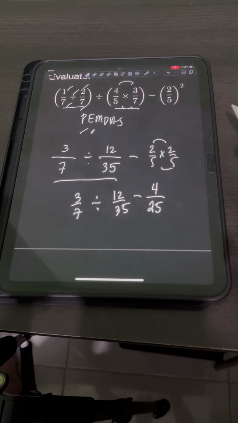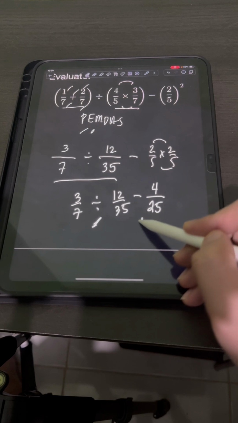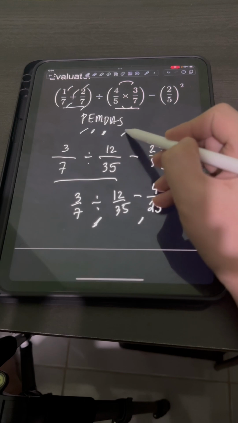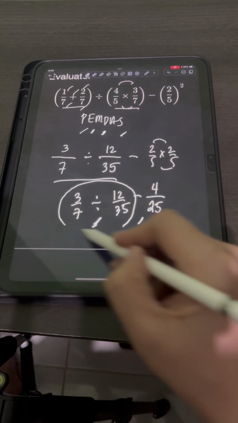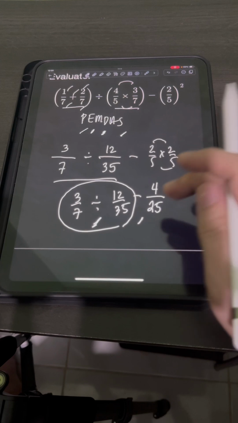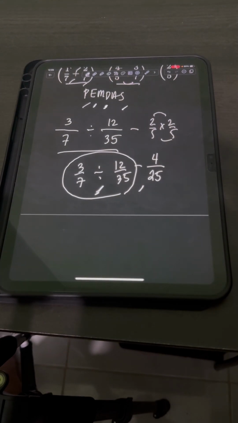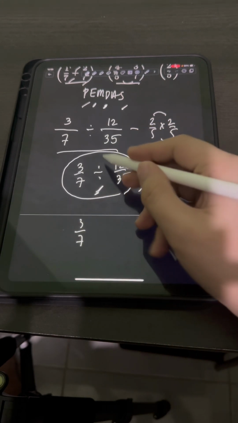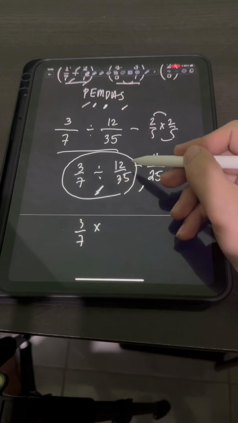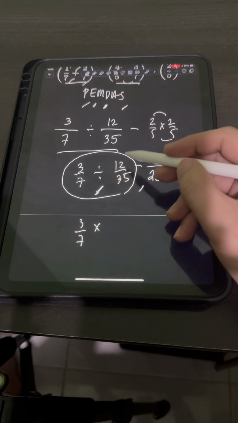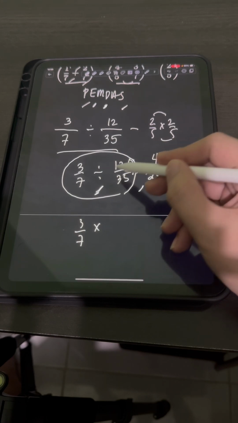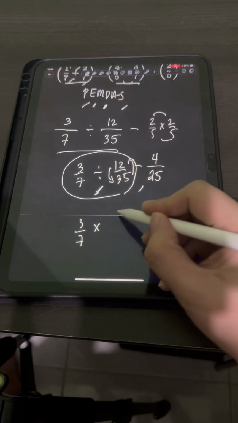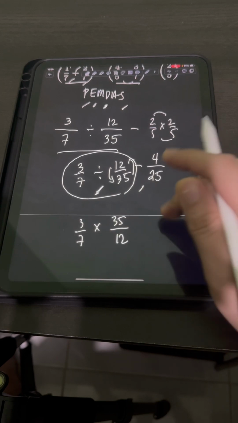So the remaining operations that we have are division and subtraction. From PEMDAS, we need to perform first the division before the subtraction. So let's divide first 3/7 divided by 12 over 35. How to divide fractions? Just copy the first fraction, 3/7, then change the operation to multiplication, then get the reciprocal of the second fraction, 12 over 35, meaning let's interchange the numerator and denominator. So the reciprocal of 12 over 35 is 35 over 12.